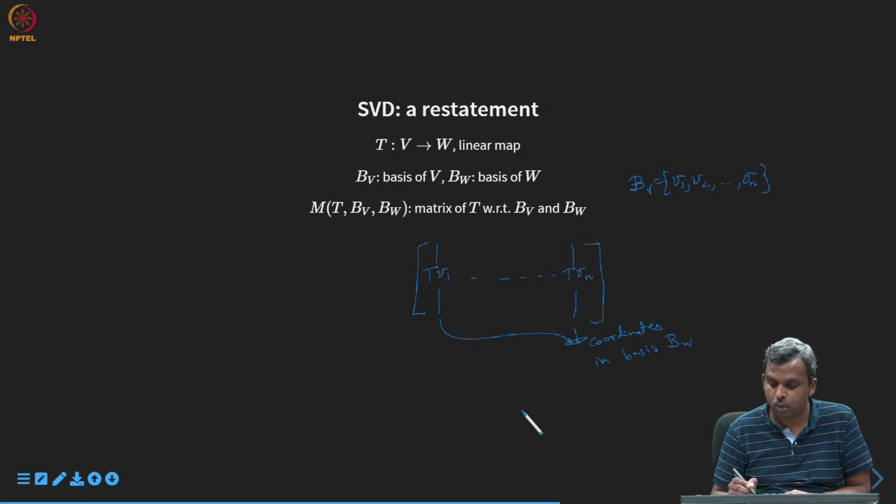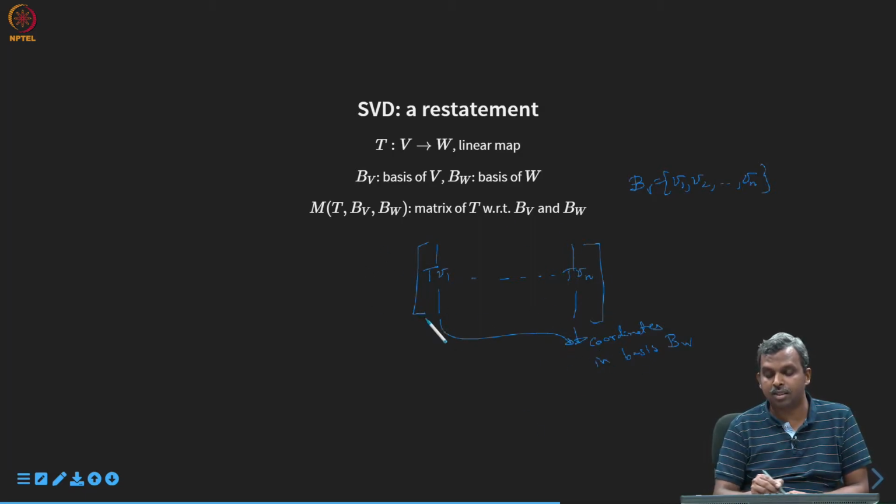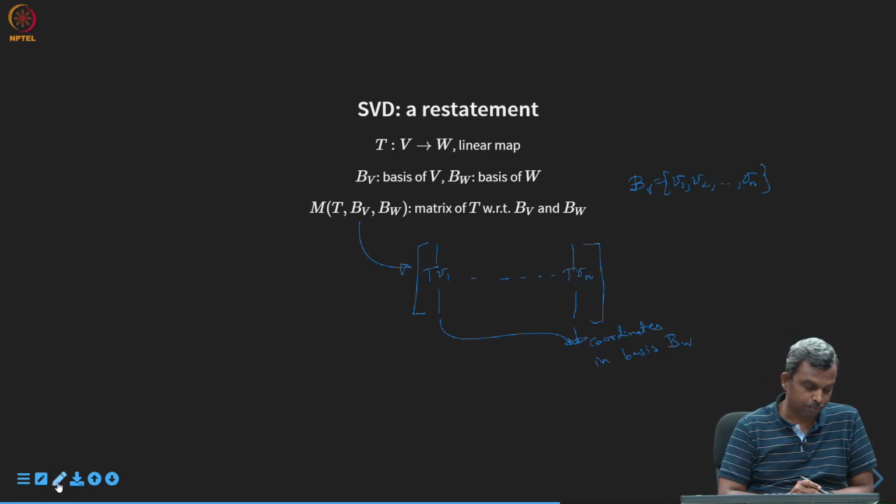Okay, so all these things are coordinates in basis BW, right? So this is your matrix M of T, BV, BW. So this is the matrix. Given a basis for V and a basis for W, you can come up with a matrix. Typically people take the standard basis for V and the standard basis for W and give you a matrix A, right? But for an arbitrary basis also, this is what you do. Okay, hope this is clear.